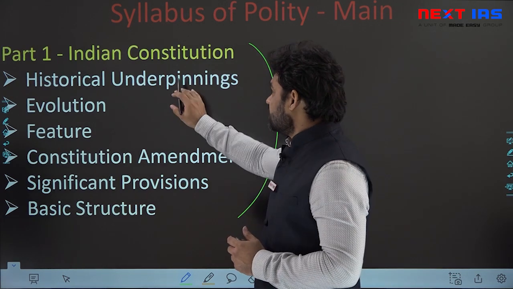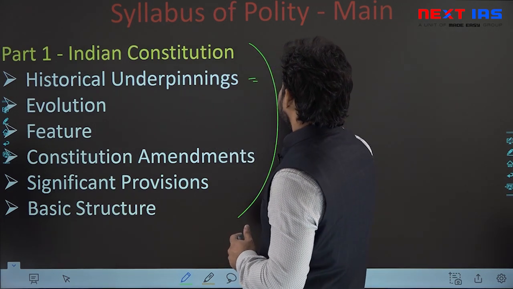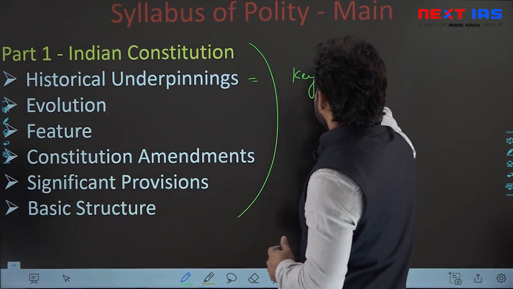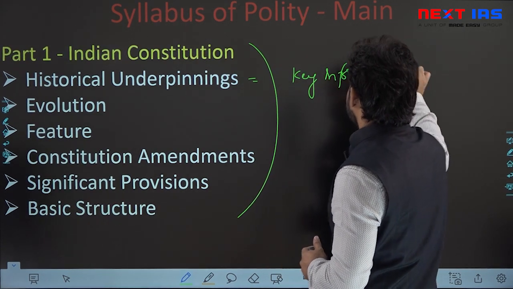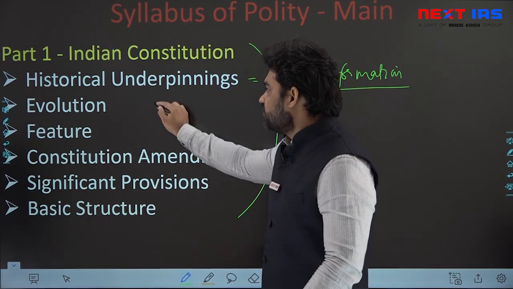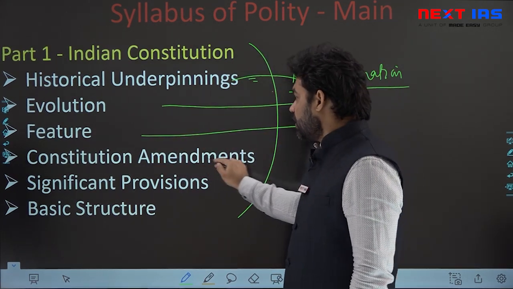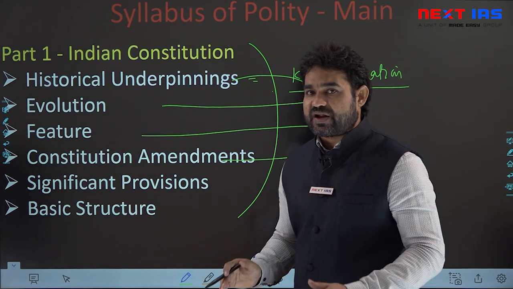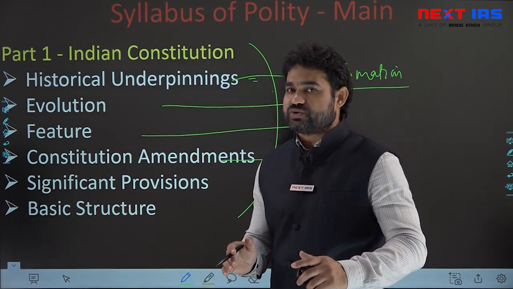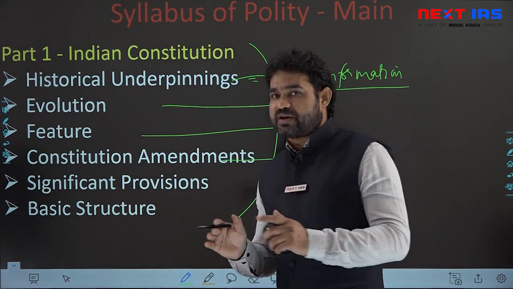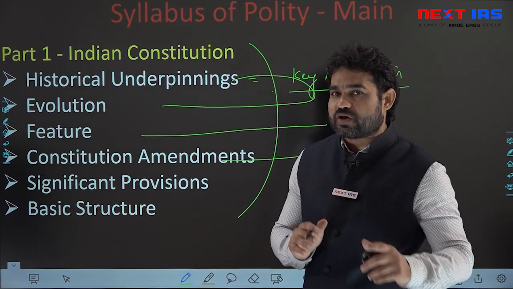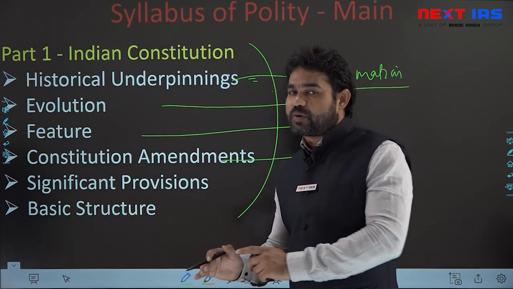For example, historical underpinnings. So you have the key information, information which can be used wherever there is relevance to the question. Like evolution and historical underpinnings, salient features of the Constitution of India, various constitutional amendments, significant aspects of the amendments. What is a constitutional amendment? The process of constitutional amendment, the role of Lok Sabha and Rajya Sabha, the role of the state legislatures, the role of the President of India.